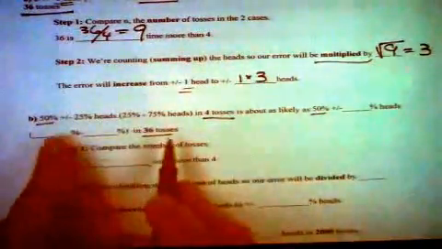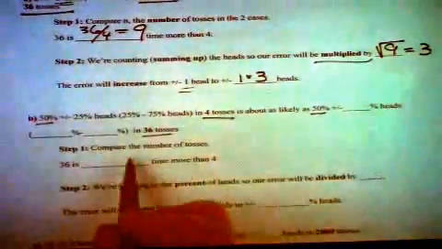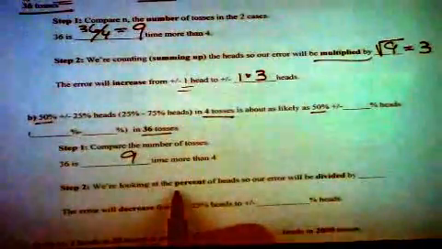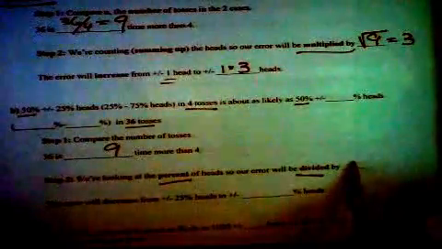So compare the two numbers. We're doing exactly the same thing. It's 9 times more, but now we're looking at percent. So our error is going to go down. The more tosses, the lower your percentage error, the closer you'll get to 50%. So it's going to be divided by what? 3. I'm doing exactly the same thing. It's going to be divided by the square root of 9, divided by 3 instead of multiplied by 3.